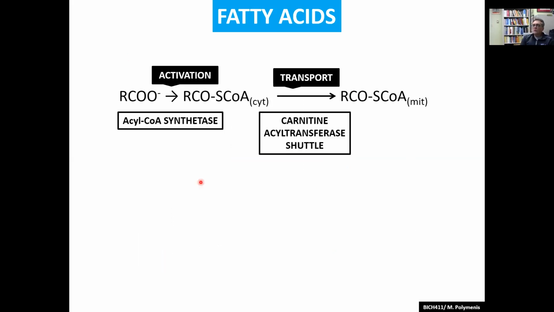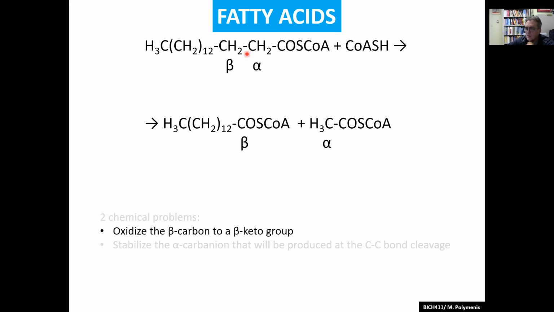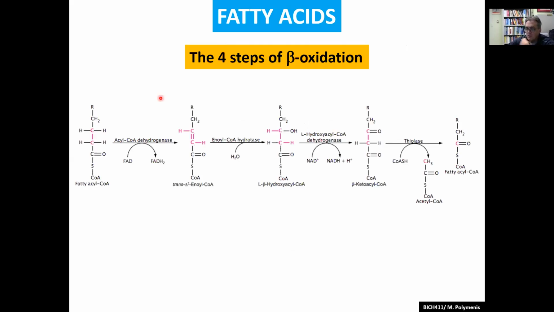All right, so we got it in. We got the carnitine shuttle there, and we got the acyl-CoA into the mitochondria. Now, what happens at that point is we have to deal with the oxidation of the beta carbon. So how does that happen? First, we have to oxidize, and then we're going to break the bond. So this is the alpha and the beta carbon, okay? And we go stepwise.